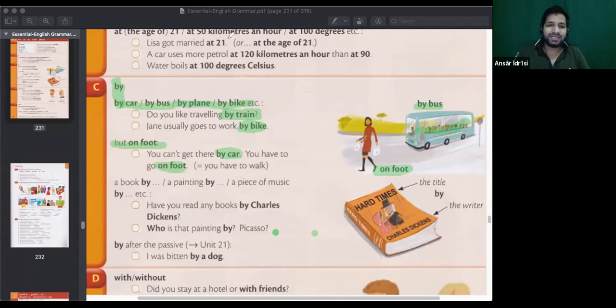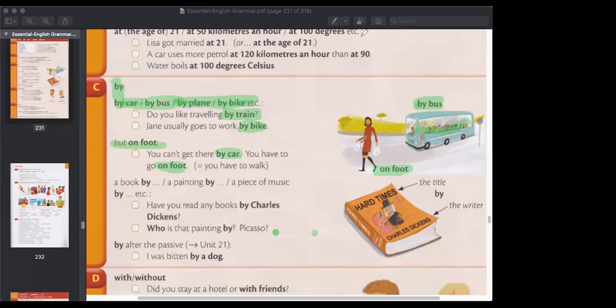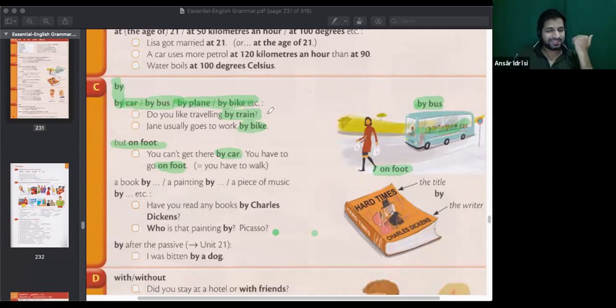So simply here we are using by for resources. For example, by bus, by car, by train, by plane. Getting it? So you can use by. We can use by here. Can you please give me good sentences over here with by?